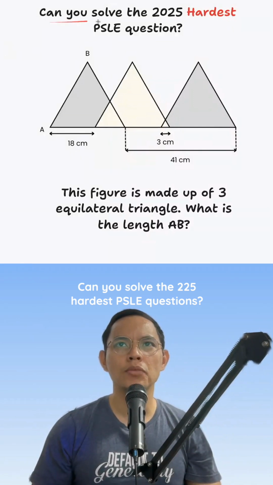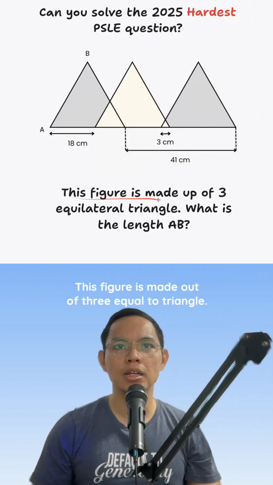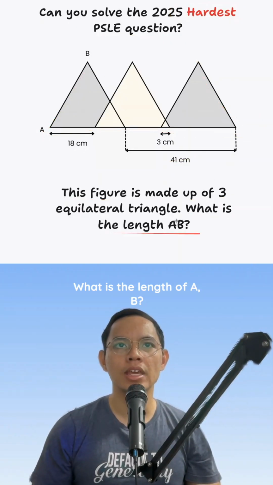Can you solve the 2025 hardest PSLE question? So the question goes here. This figure is made out of three equilateral triangles. What is the length of AB?